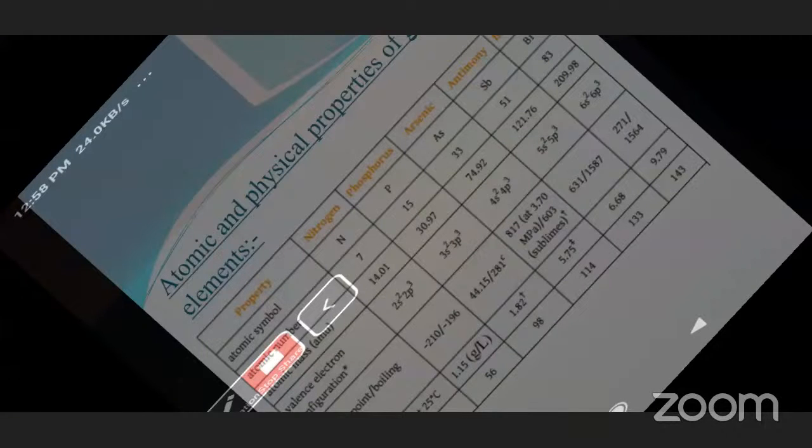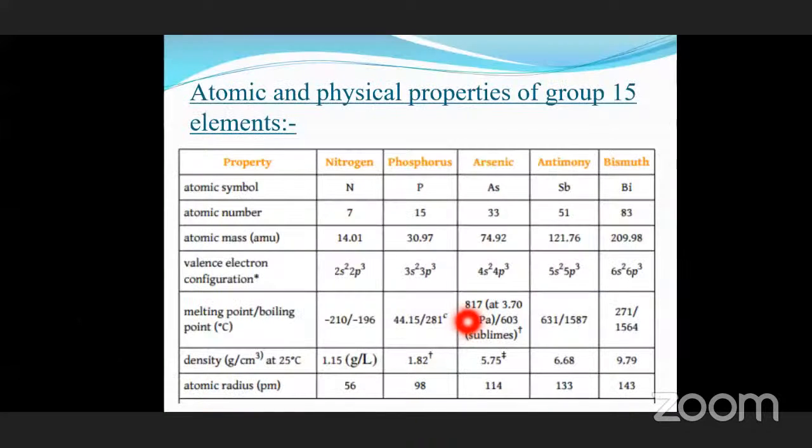nitrogen to phosphorus. Here arsenic has higher melting and boiling points because arsenic participates in sublimation. What is the meaning of sublimation? The conversion of solids into gases without forming a liquid is called sublimation. Due to the sublimation property of arsenic, it shows higher melting and boiling points. Okay, this is the reason. So that's why the melting and boiling points are present in an irregular pattern in the groups.